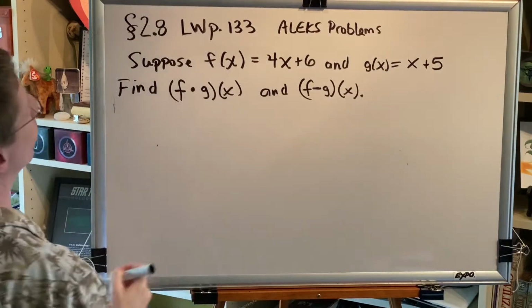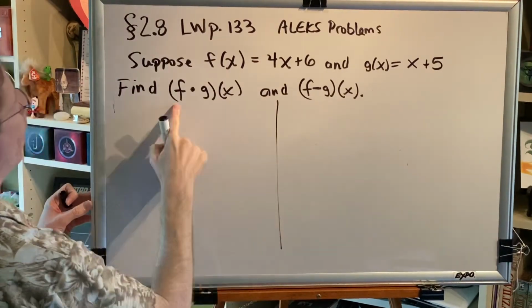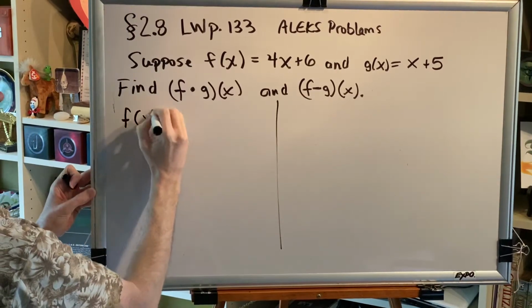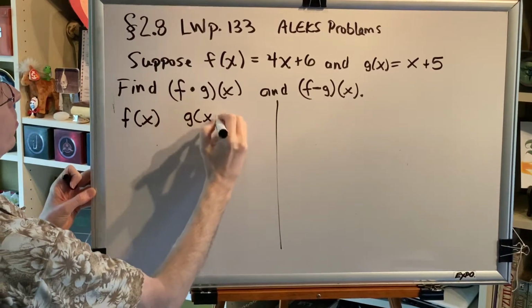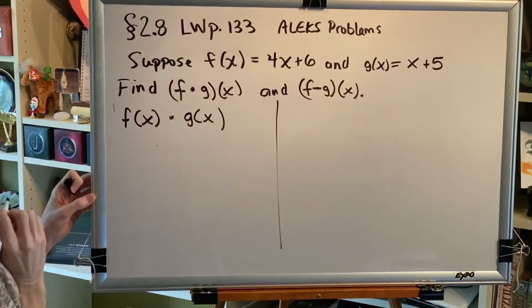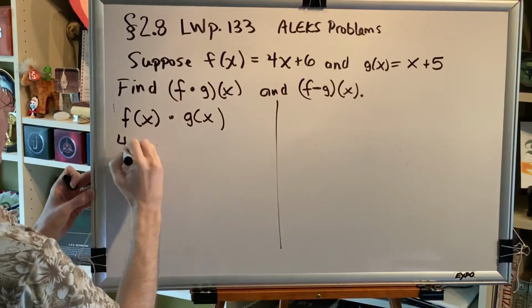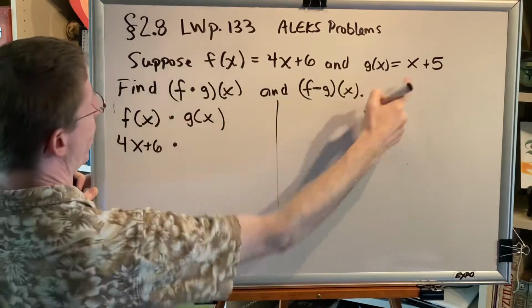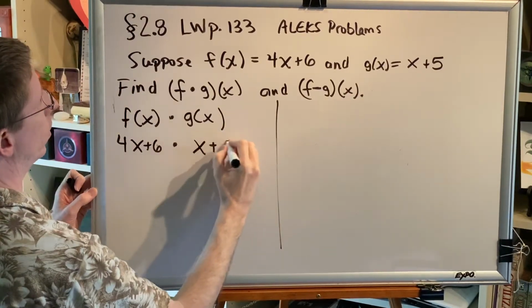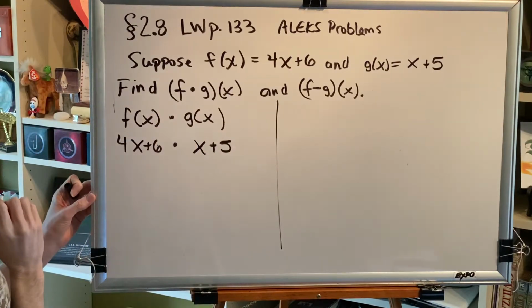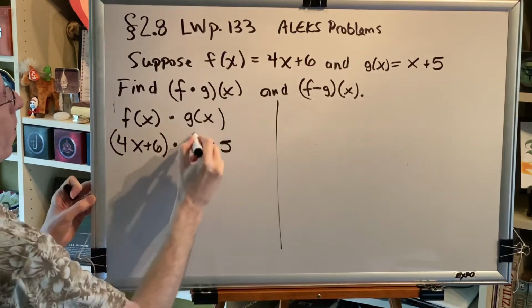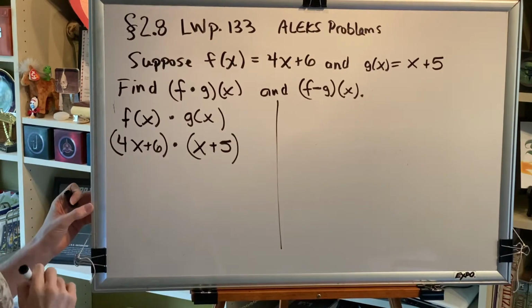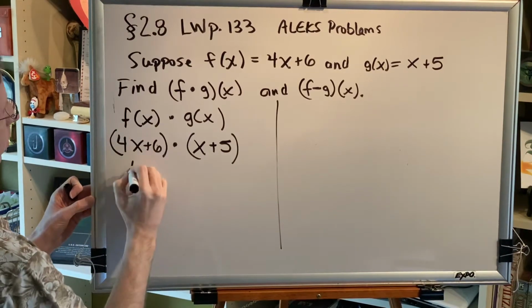Okay, let's begin. F dot g of x means to take the two functions f of x and g of x and multiply them together. F of x is 4x plus 6. G of x is x plus 5. Both of these have two terms, therefore they must be put in parentheses. Binomial times binomial is achieved using FOIL.